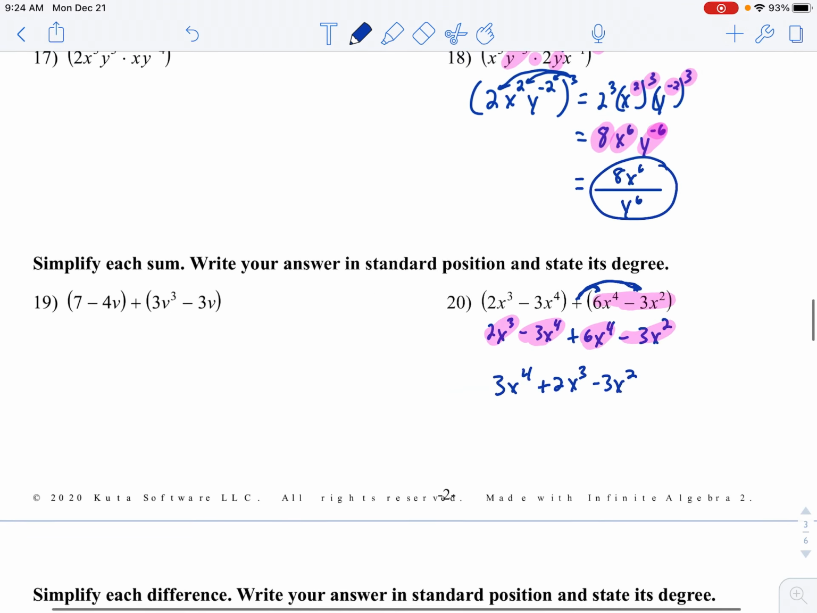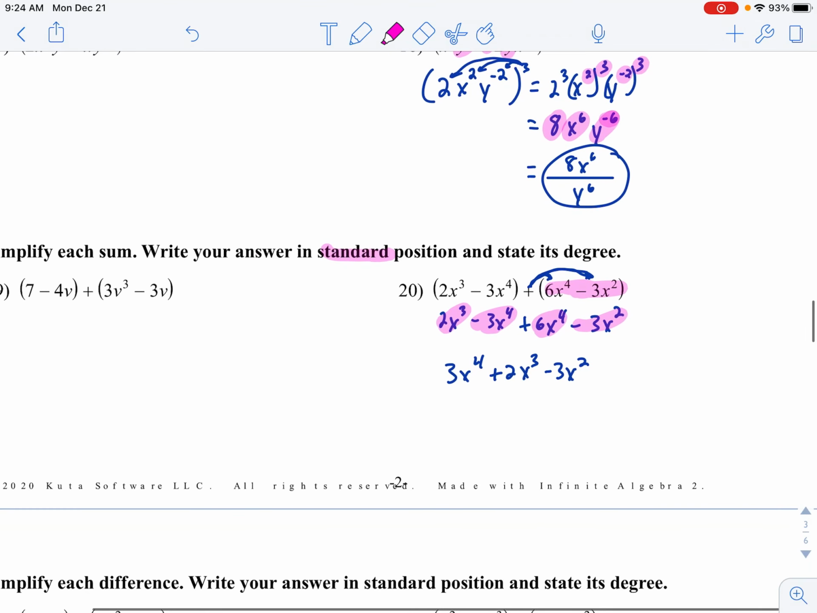There. Now, we're supposed to write our answer in standard position. That means I start with the highest power and work my way down. And then I'm asking you to state the degree. So this is a fourth degree polynomial because there's a 4 there. So you don't have to write fourth with the th. Let's go ahead and write our answer, comma, and then I'll put 4 for fourth degree.